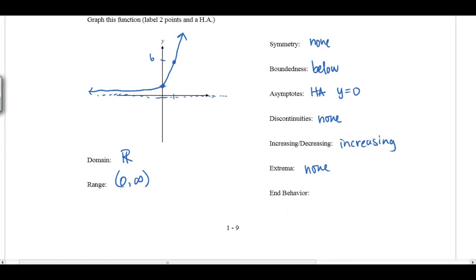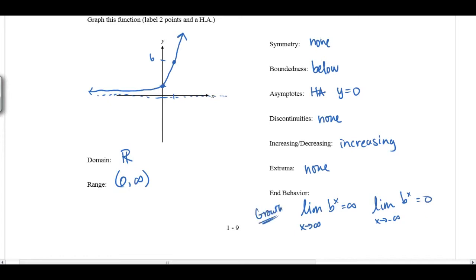And its end behavior, the limit as x goes to infinity of b to the x, if it's a growth graph, that's where it's going to be kind of tricky. If b is greater than 1, then that limit will be infinity, and the limit as x goes to negative infinity of b to the x will be 0. But this is for growth.